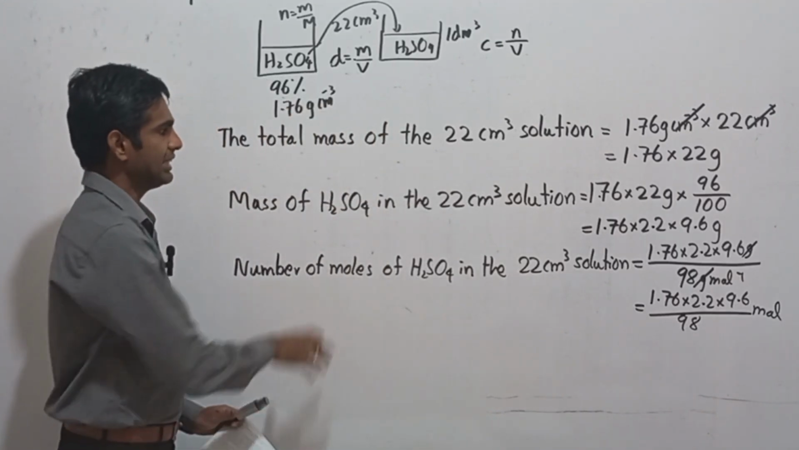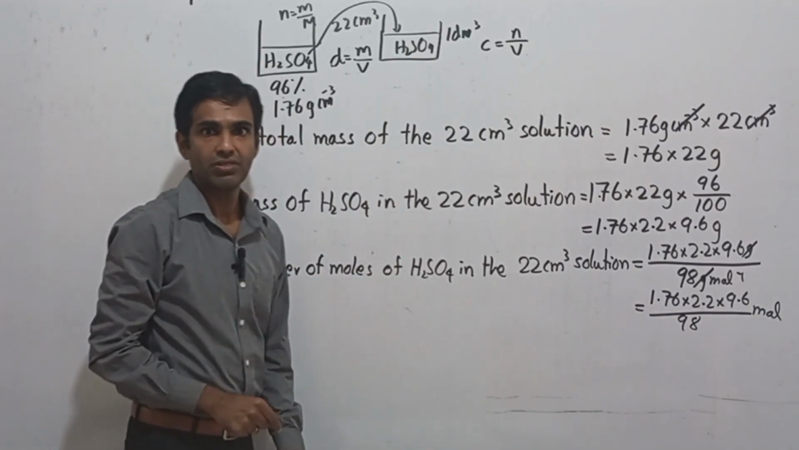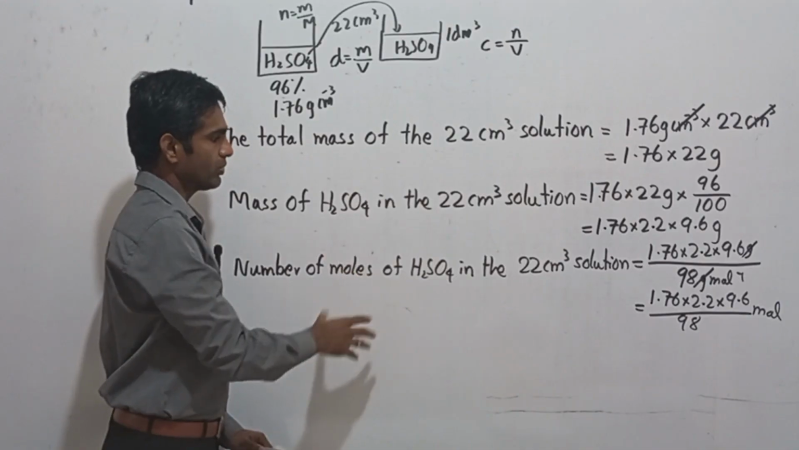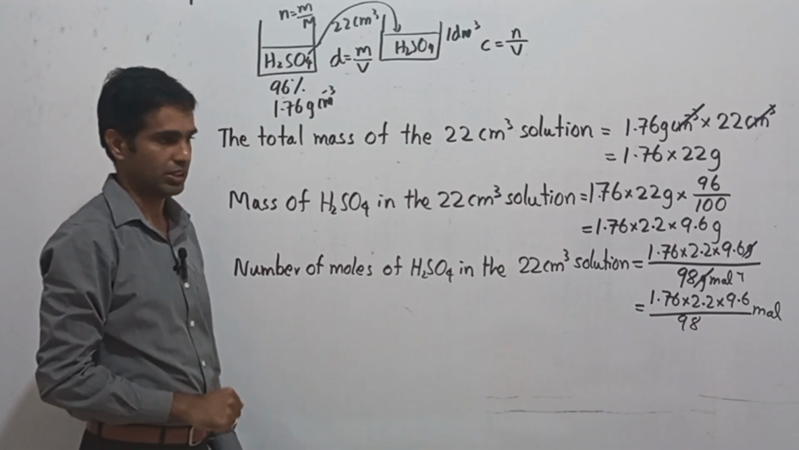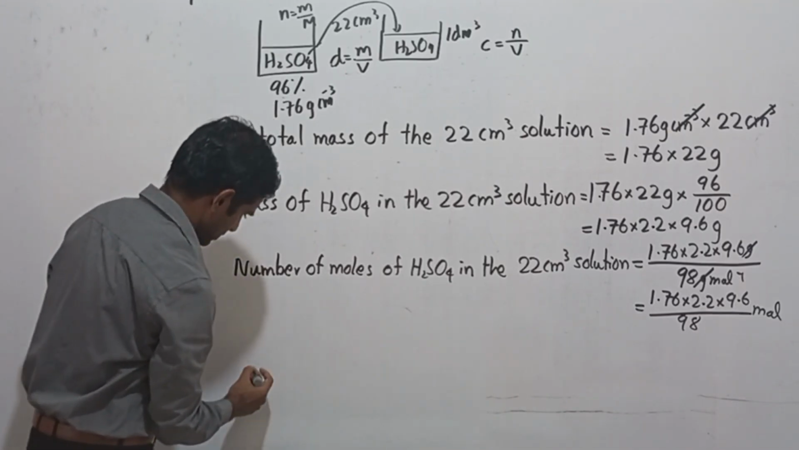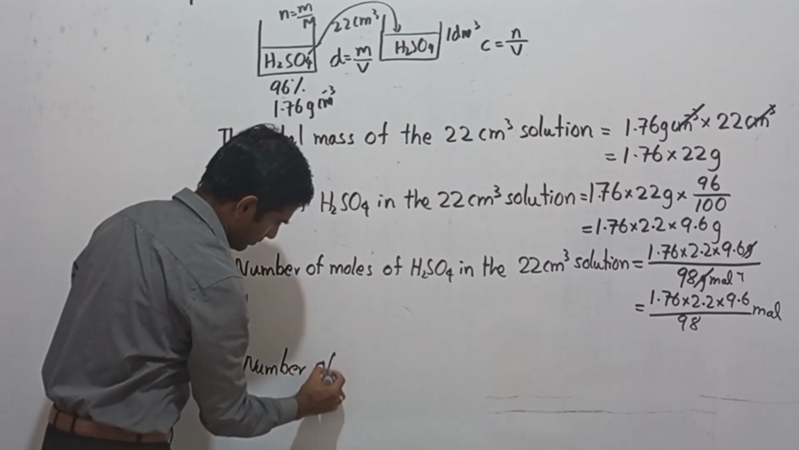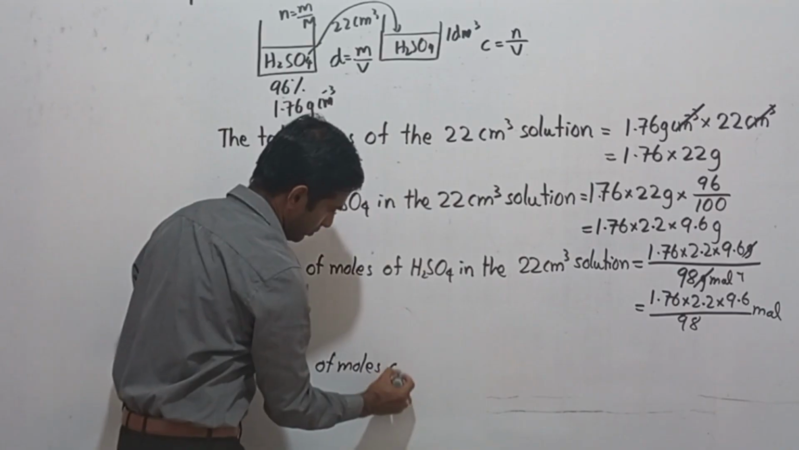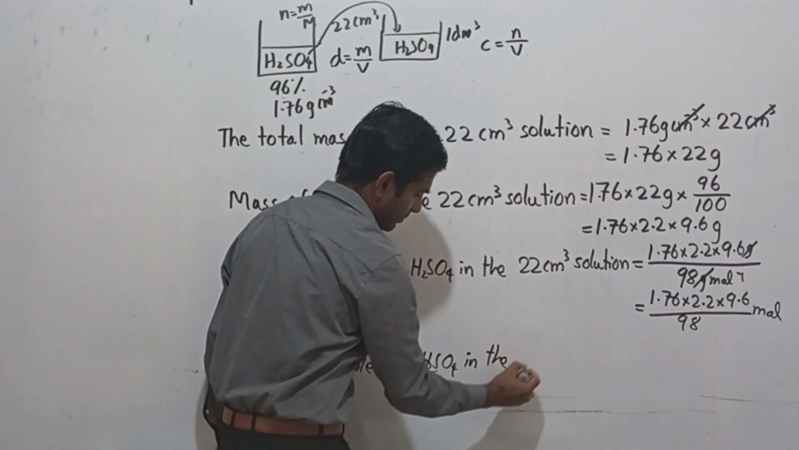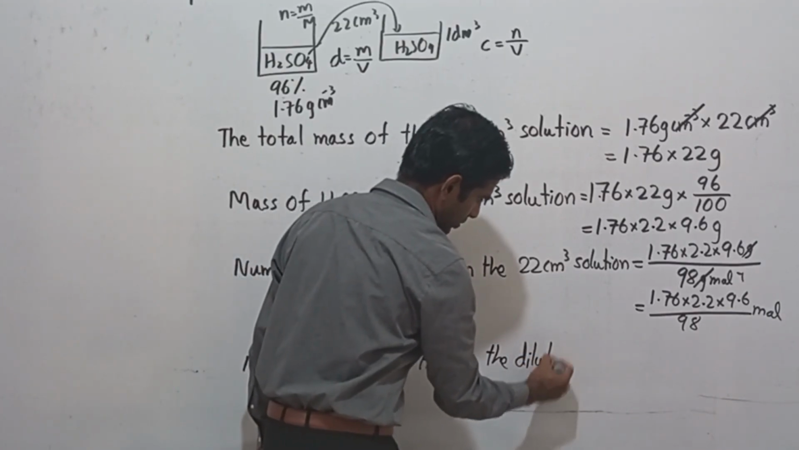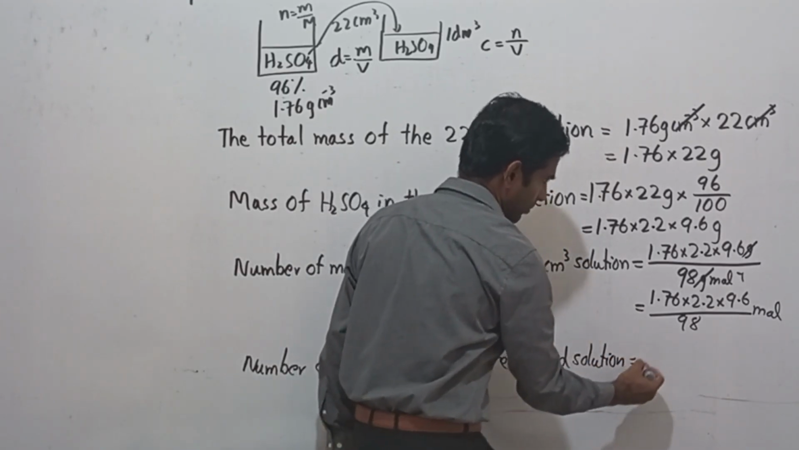Therefore, when we add this solution to the diluted solution, what will happen? This number of moles of sulfuric acid will be in this diluted solution. Therefore, we can calculate number of moles of sulfuric acid in the diluted solution. The same amount.